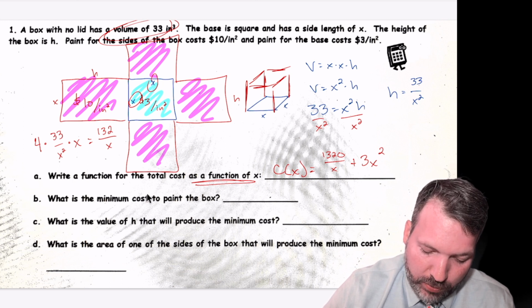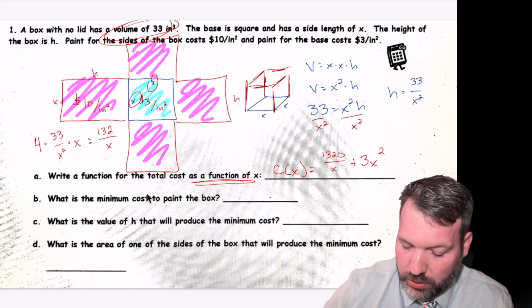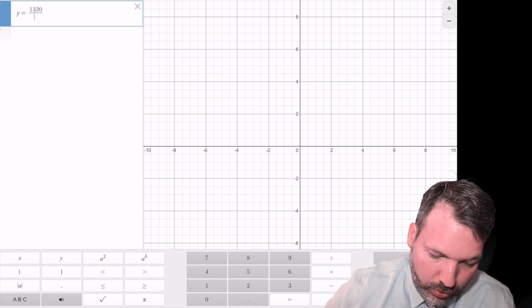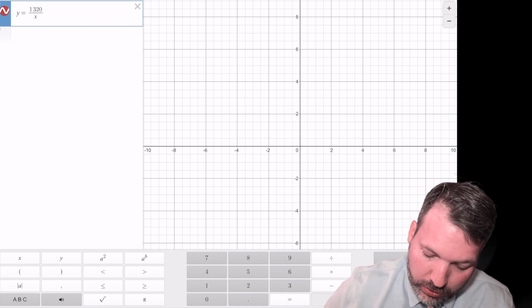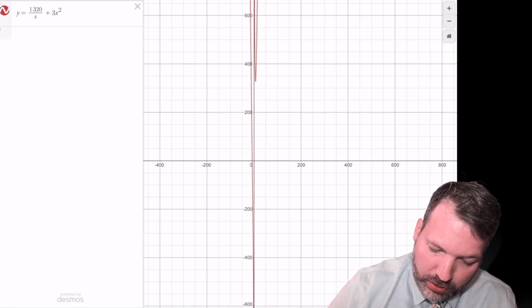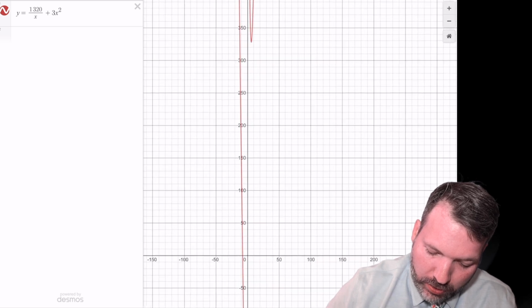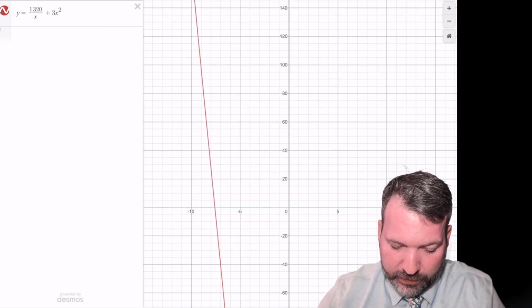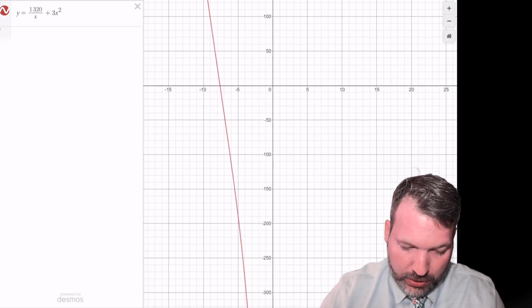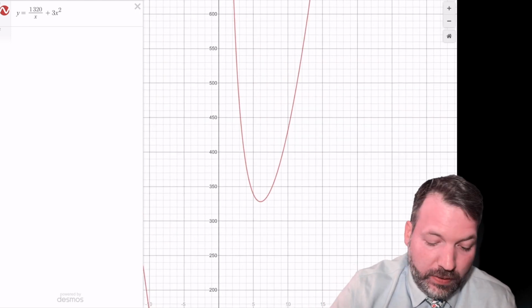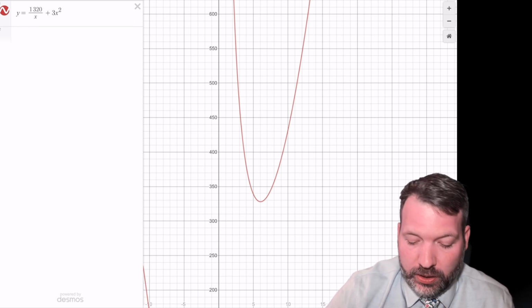From there, what is the minimum cost to paint the box? Well, I presume we can graph this in our graphing calculator. So I'm going to say y equals 1320 divided by x plus 3x squared. And we're going to have to zoom out. This is going to be an odd-looking function. We don't want to let x be negative, so the fact that it kind of goes down forever on this left side doesn't really matter to us. And it looks like there's some kind of asymptote happening at x equals 0, which makes sense, because obviously we can't plug in 0 to this function and get a value back.